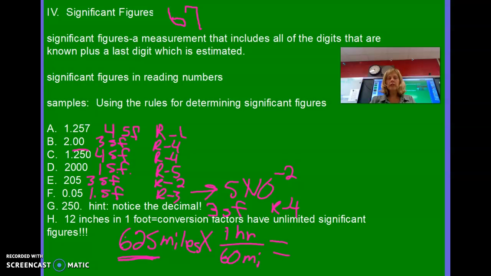Hopefully that's clear. You have a worksheet to practice using these rules. Good luck.